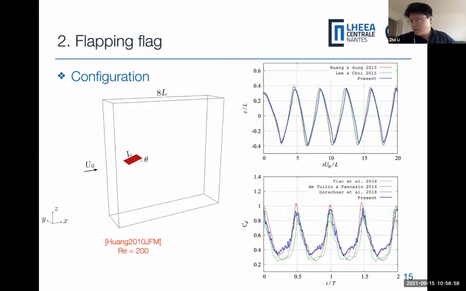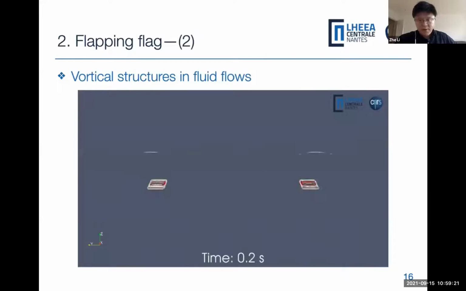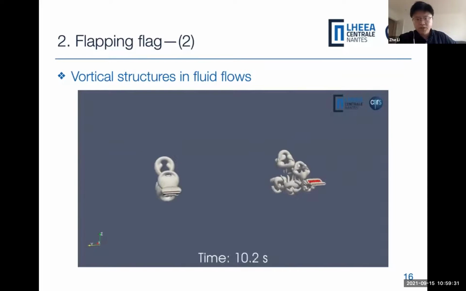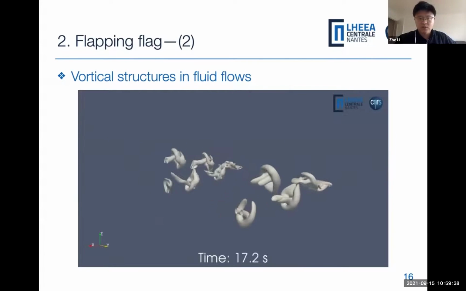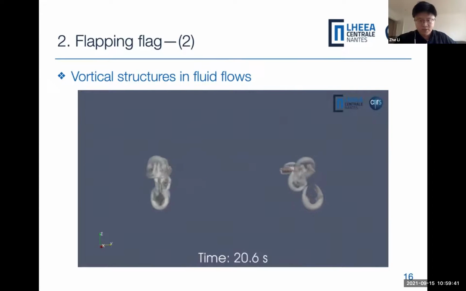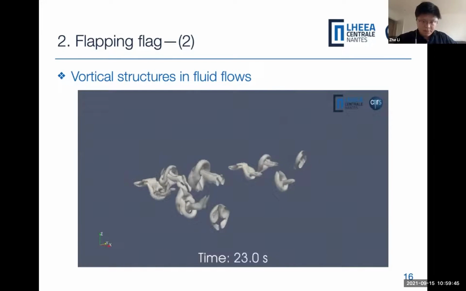The second validation test case is a 3D flapping flag, which was initially conducted by Huang in 2010. On the right-hand side, you can see that the displacement and the drag are in good agreement with the references, with which we have compared several different numerical methods. Here you can see the vortical structures in this test case. On the left-hand side is the case of Reynolds number 200, and on the right-hand side Reynolds number 500. There are still some differences in the vortical structures because the Reynolds numbers are not the same.